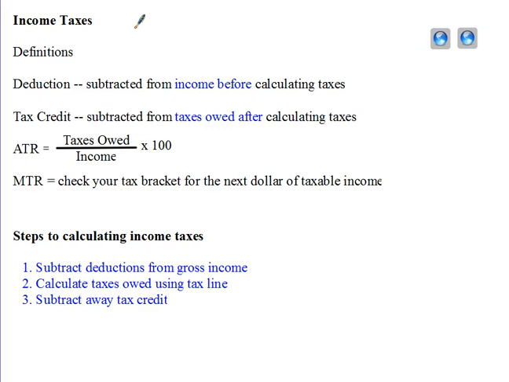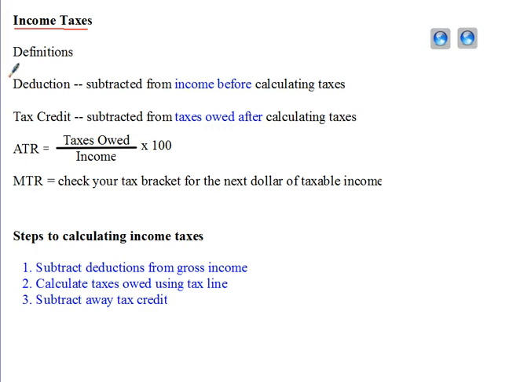And on this podcast, we're going to start talking about income taxes and the different parts for calculating income taxes, how this gets done. And so let's get right into it. There are some definitions that we need to know for calculating income taxes.